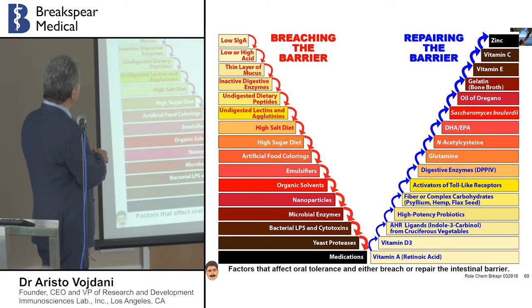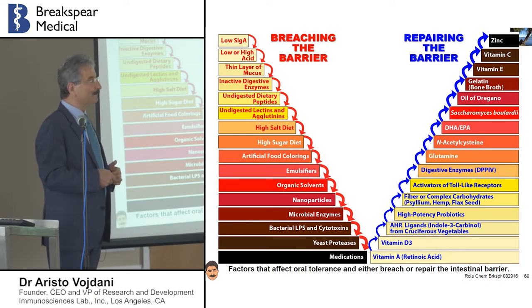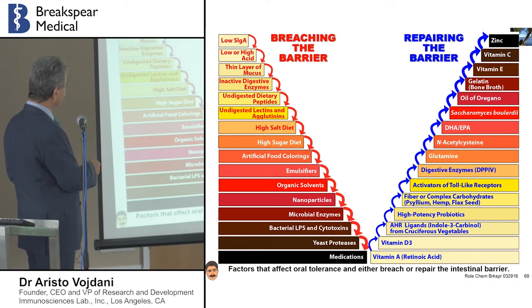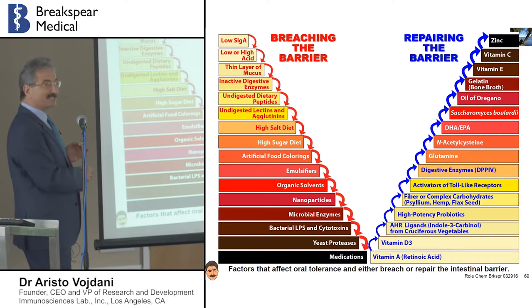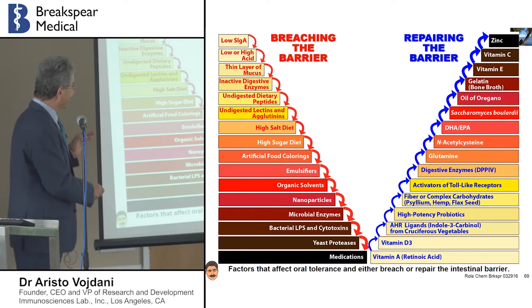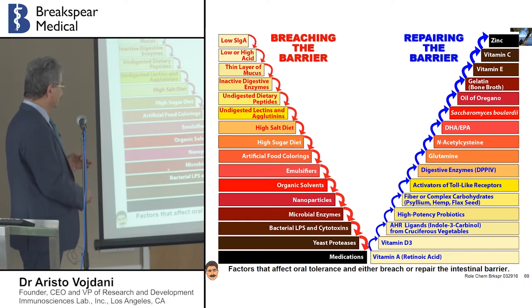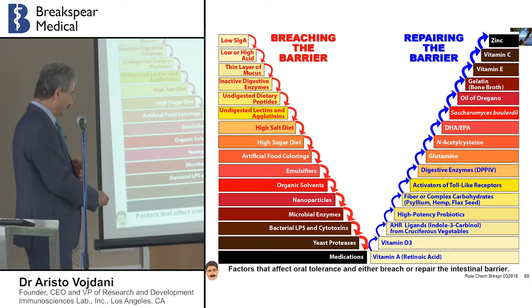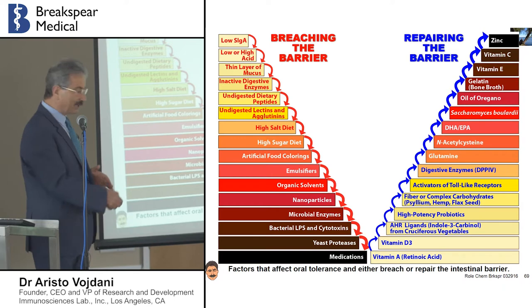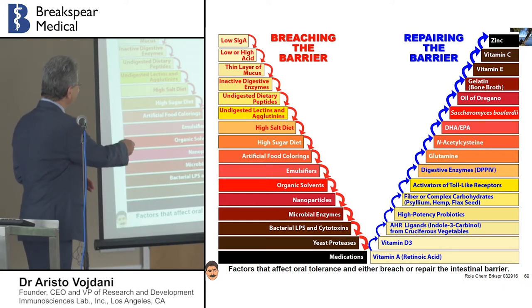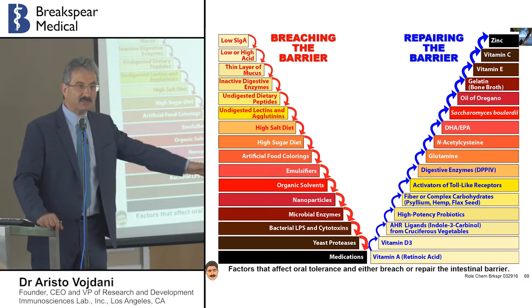So what we have in here: low secretory IgA, low or high acid in the stomach, thin layer of mucus in our mucosal immune system, inactive digestive enzymes, undigested dietary peptides, undigested lectins and agglutinins, so gluten is not the only one, high salt diet, high sugar diet, artificial food coloring, emulsifiers, organic solvents, nanoparticles, meat glue, lipopolysaccharides from E. coli and others, yeast proteases, and medications. All of these together can cause breach in the barriers, which can result in inflammation and autoimmunity.